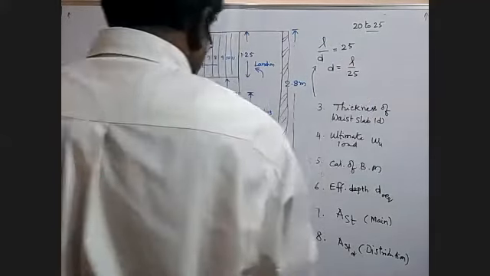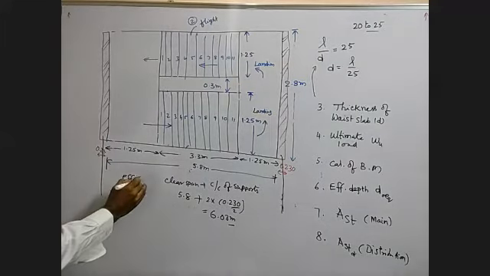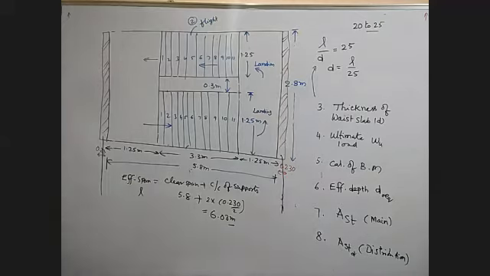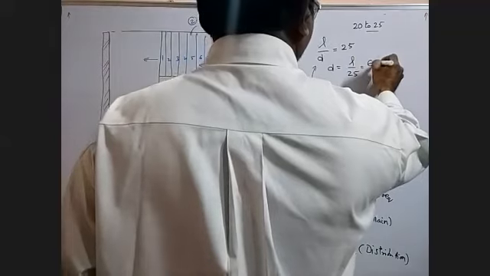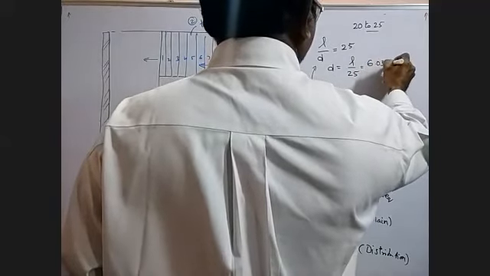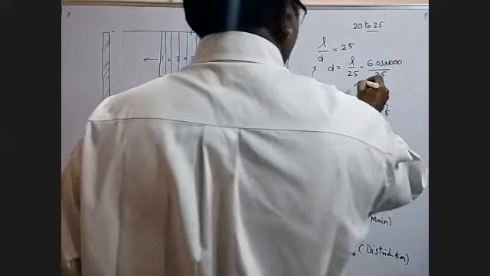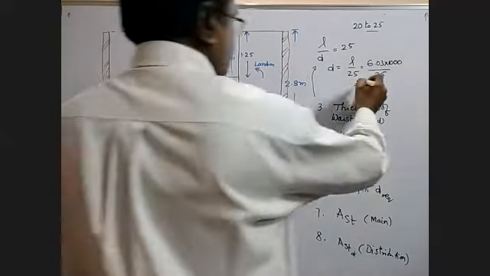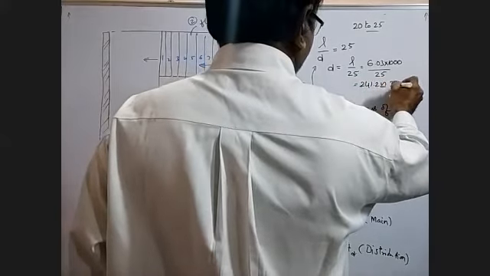So L is the span, the effective span. L value is 6.03 meters. 6.03 meters into 1000 divided by 25, you get the thickness of the slab, that is 241.82. Let us provide 250.